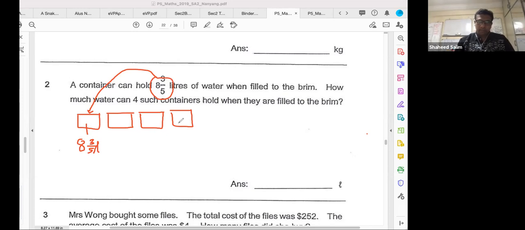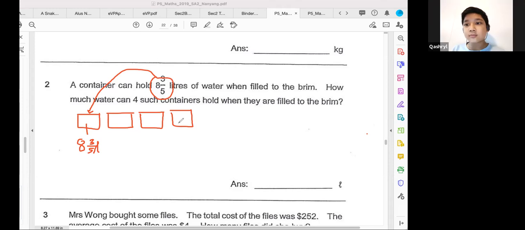This is times, right? Yes, times. But you don't need to change everything to improper fraction. Never mind. You try first.